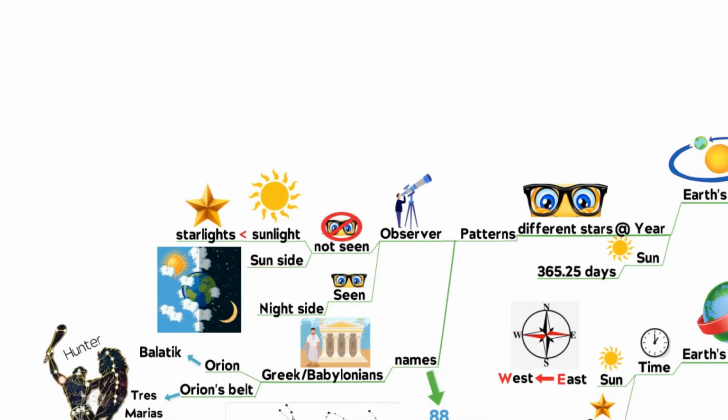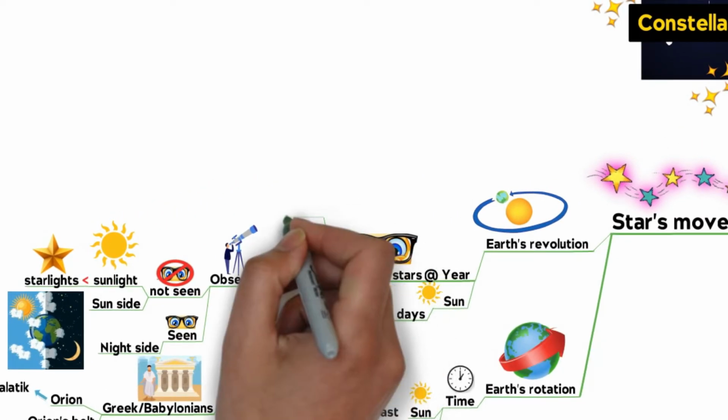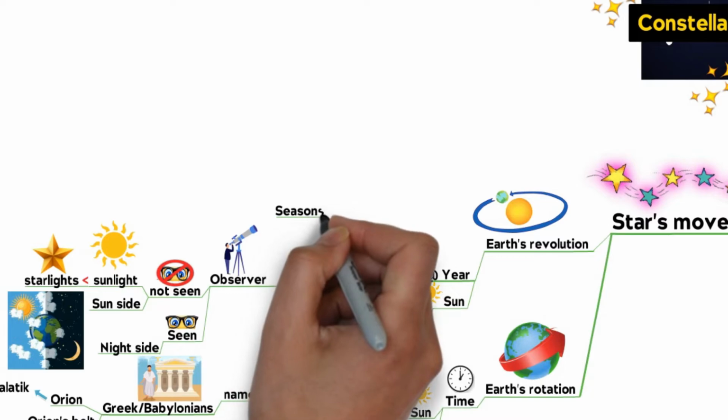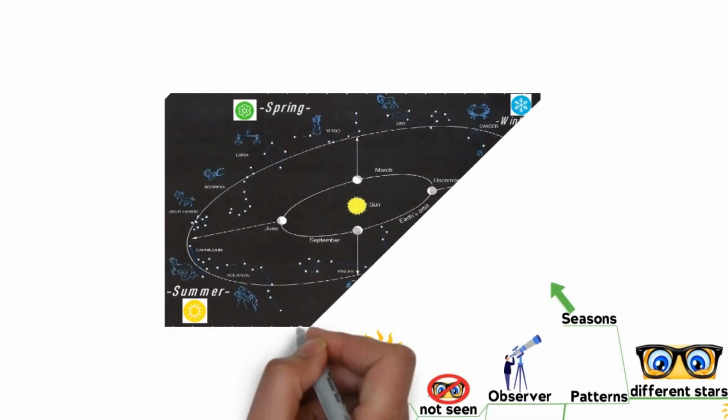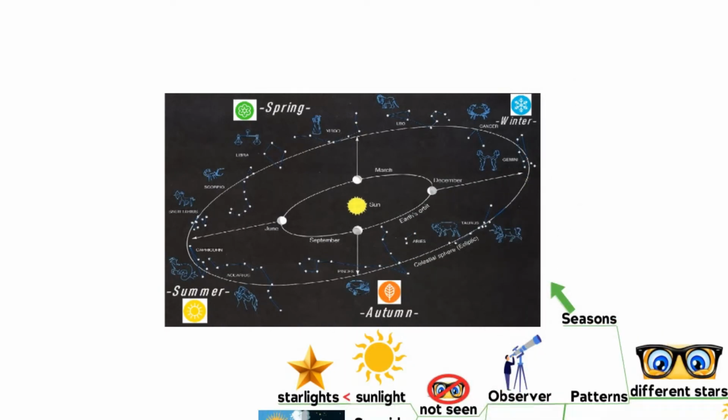The revolution of the Earth around the Sun brings about different seasons. Winter constellations are best seen in December, January, and February. They include Orion, Canis Major, Gemini, Taurus, and Eridanus. Spring constellations are those that are seen during March, April, and May. Constellations such as Leo, Cancer, Bootes, and Aquarius may be seen during these months.